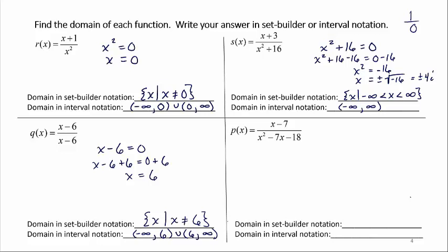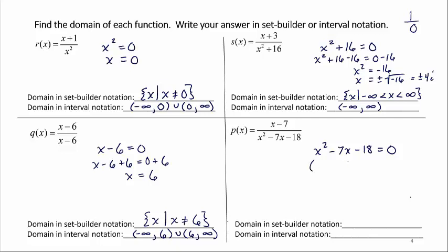All right, so let's look at this one. p of x is equal to x minus 7 over x squared minus 7x minus 18. Again, I'm just concerned about that denominator, right? Because I'm wanting to know about the domain. x squared minus 7x minus 18 equal to 0. And it's a quadratic, and so the first thing I want to ask myself is, does it factor, right?